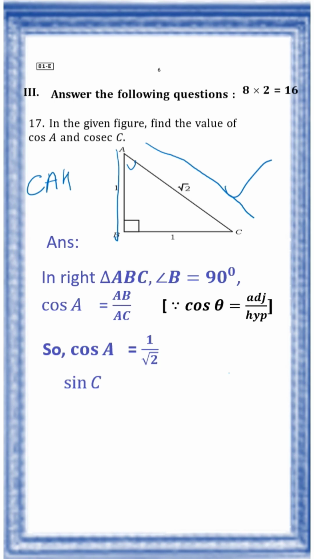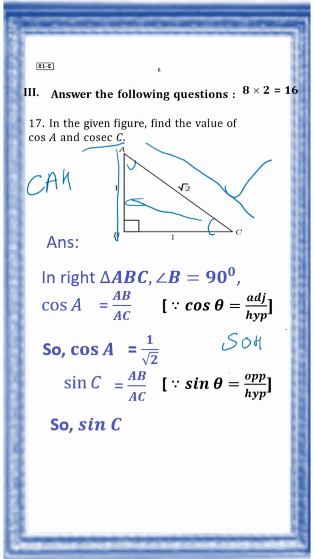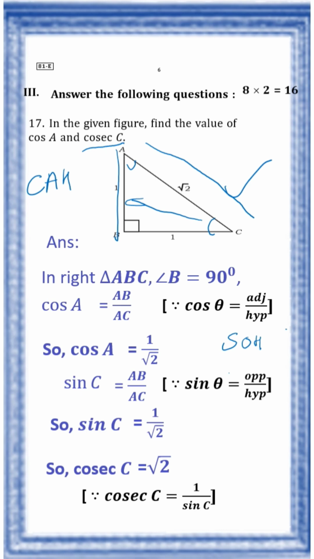Sin C. Why are we looking for sin C? They have asked us to find cosecant C. Cosecant C is equal to 1 by sin C. Cosecant and sine are reciprocal ratios. So now let us find the sine ratio. Opposite by hypotenuse, for angle C. Opposite side is AB, hypotenuse is the same, AC. So sin C is equal to AB by AC. Here AB is equal to how much? 1, AC is root 2. So sin C is equal to 1 by root 2. We know that cosecant C is equal to 1 by sin C, so cosecant C is equal to root 2.